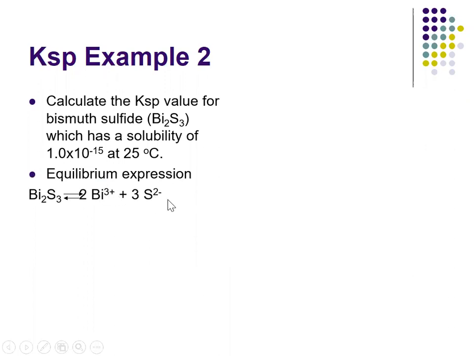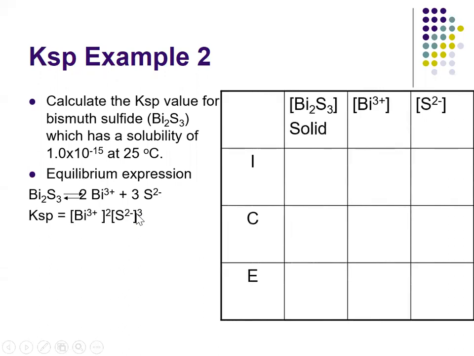That 2 minus really doesn't matter. I mean, it does in terms of the ions, that's what's there. It might start mattering a little bit tomorrow. So my equilibrium expression would just be Bi 3 plus squared times S2 minus cubed, because the coefficients become the powers. So now I'm ready to fill out my icebox.